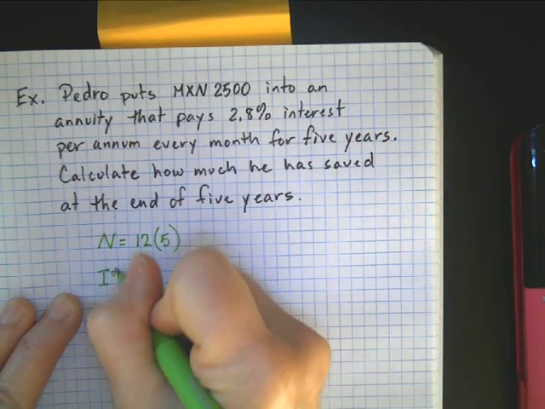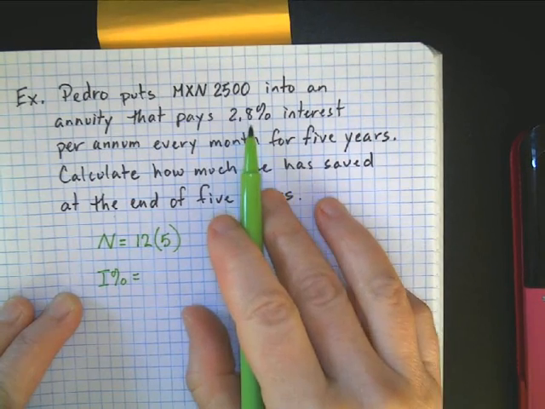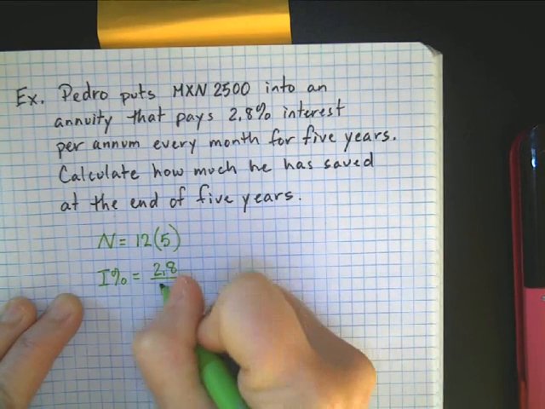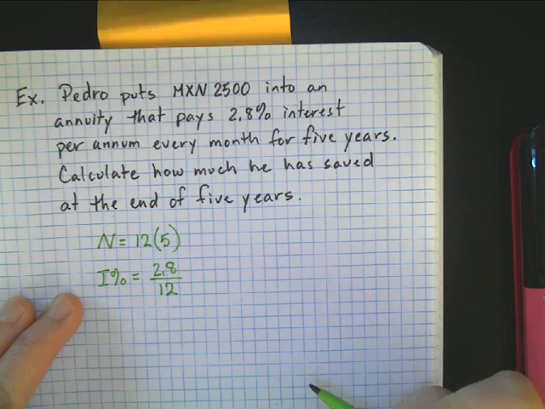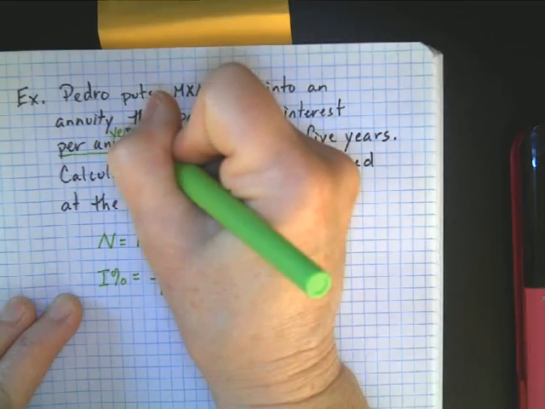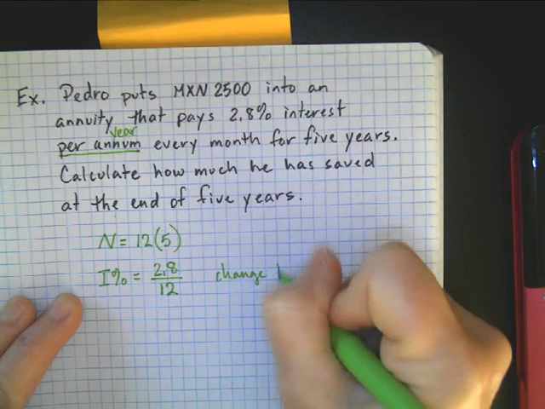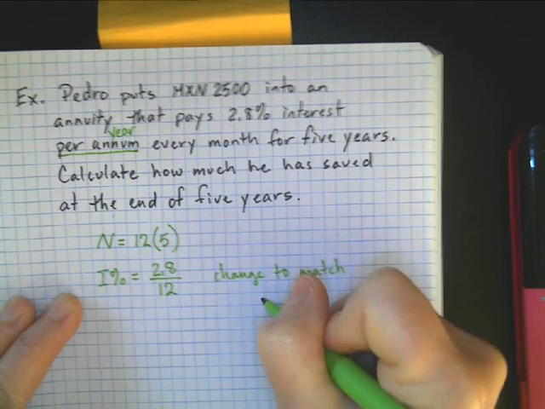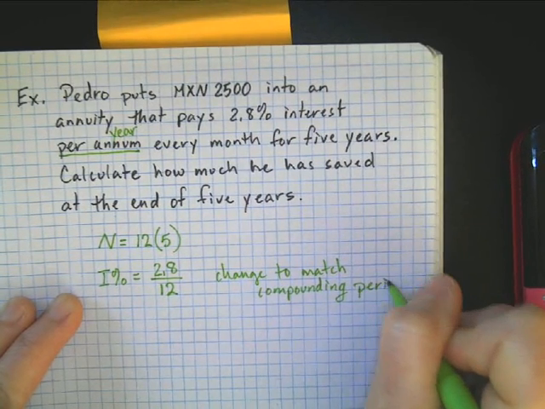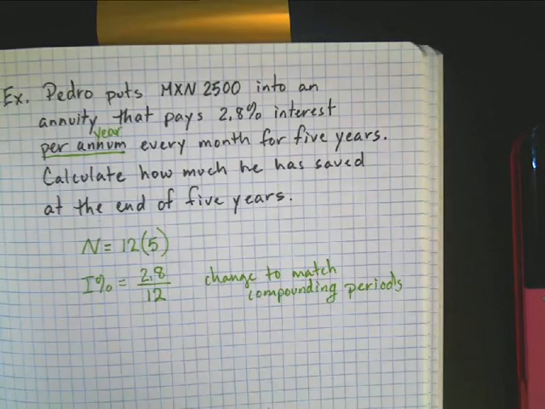Okay, interest. Now, since we're compounding every month, I want the interest to be per month, but this is per annum. So I'm going to have to do 2.8, and to get it per month, I have to divide it by 12, because there's 12 months in the year. Okay, so that is kind of the trick here. Notice it was per year, but I want it per month. Okay, so change to match compounding periods. If you're putting in money every month, you got to make sure the interest rate is written by month. So 2.8 divided by 12.